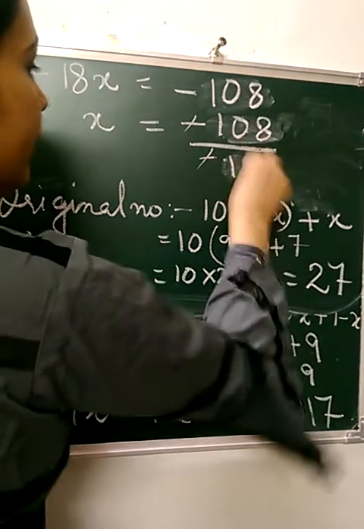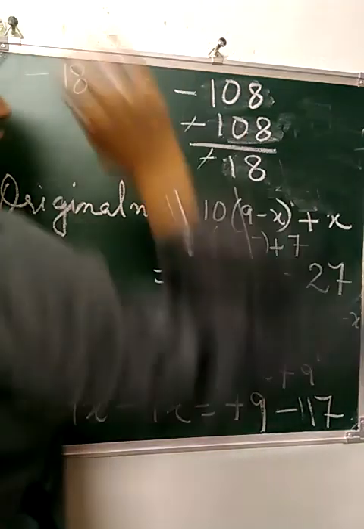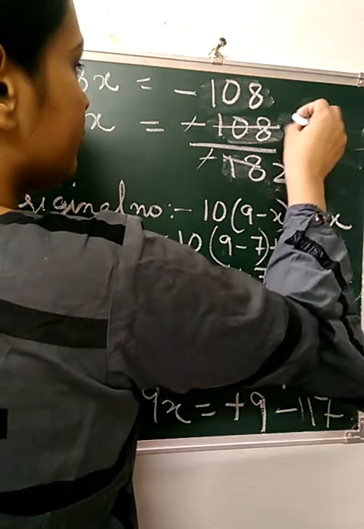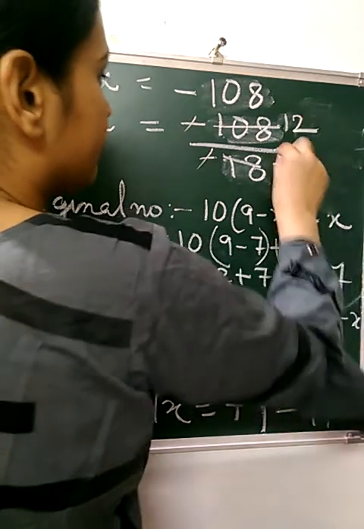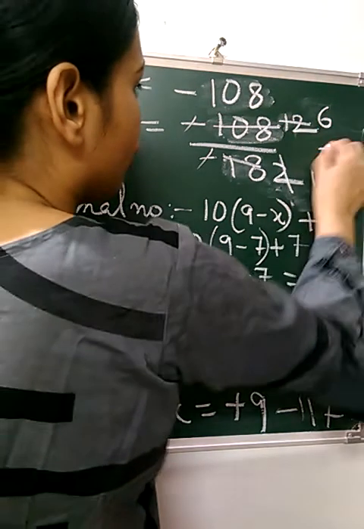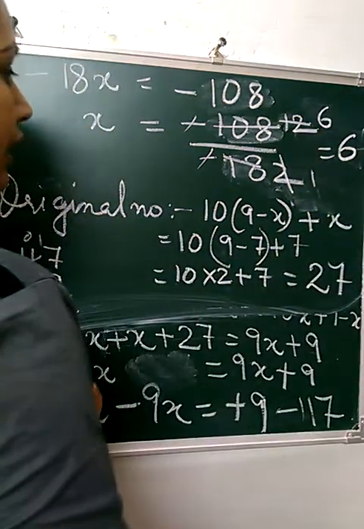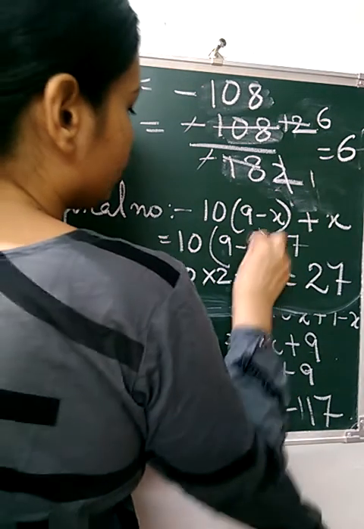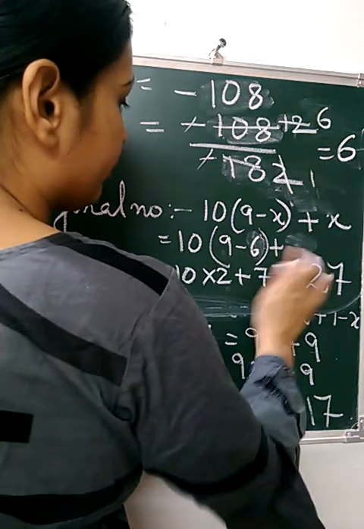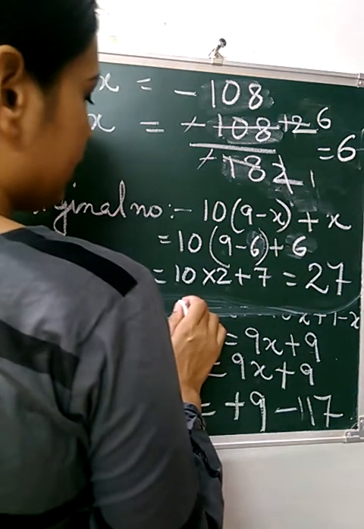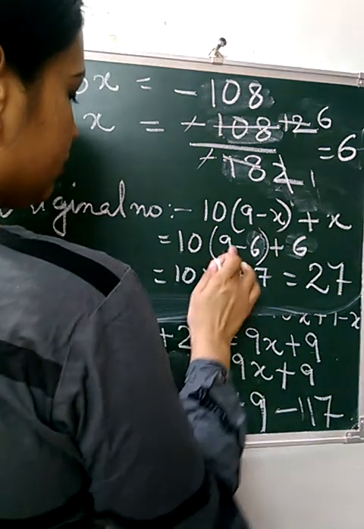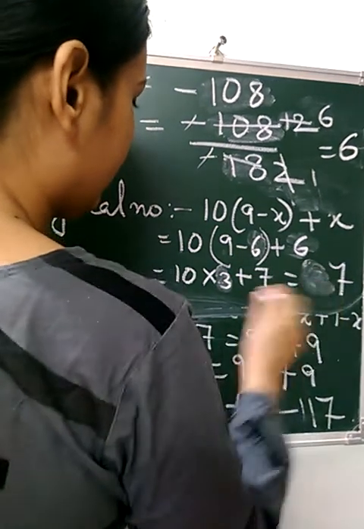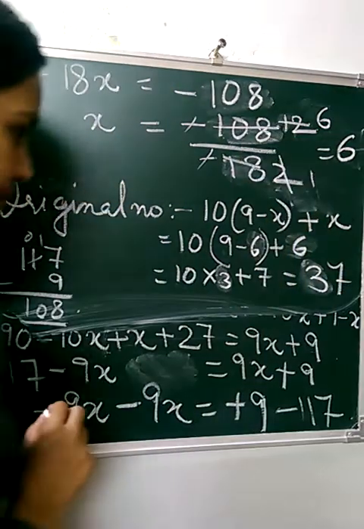108 and 18. Negative sign will be cancelled. 9 twos are 18 and 12s are 108. So the value of x will be 6 actually. So this is 6. This is 6. This is 10. 3s are 30. So it will be 37.